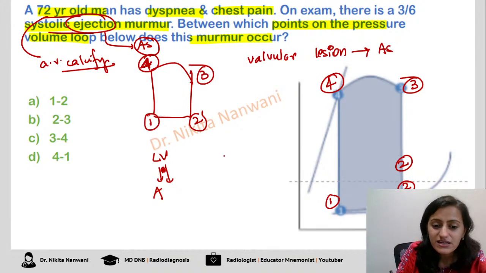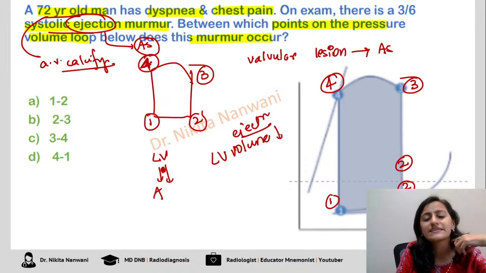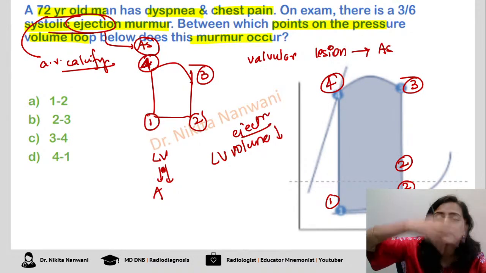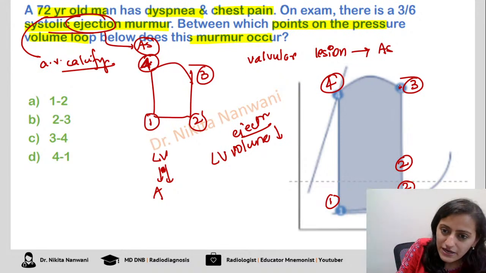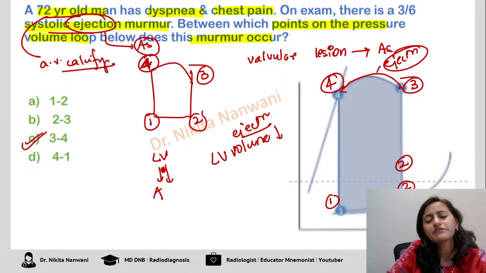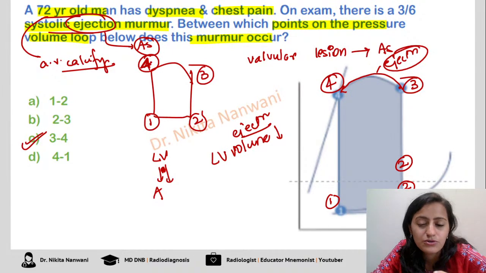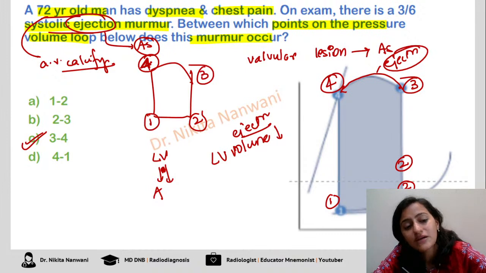Ejection में left ventricle का volume क्या होता है? What happens during ejection to the left ventricle volume? It is decreasing because it is pending, right? It is giving out. So this point where the volume of the left ventricle is decreasing, going from right to left, this is the ejection phase. So 3 to 4 is where you will see the aortic stenosis ka murmur. Okay, that is where you will see the aortic stenosis ka murmur.